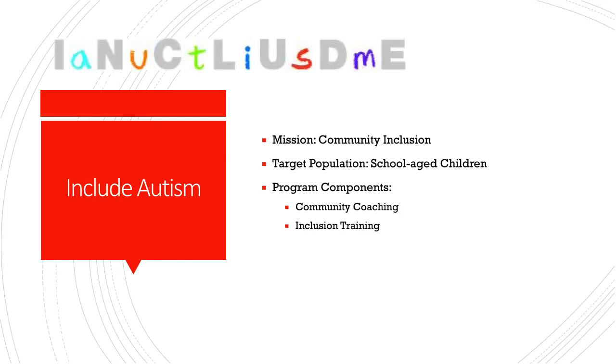Include Autism is a nonprofit organization in San Diego working with children with autism. Their mission is to empower individuals with autism by providing community access and meaningful skill building programs while engaging the community through outreach and education. The organization was founded in 2003 and is serving school-aged children with autism across San Diego County.